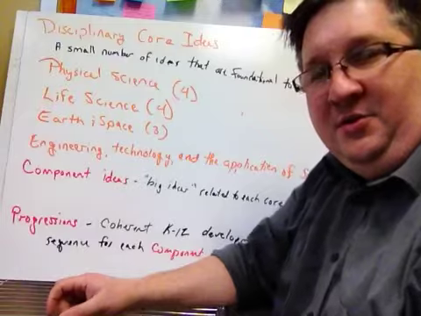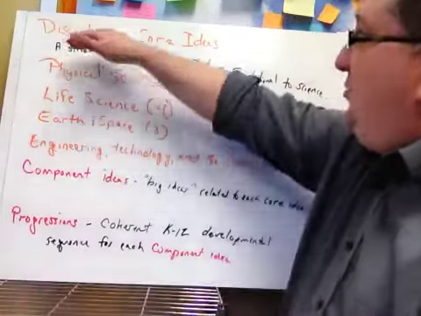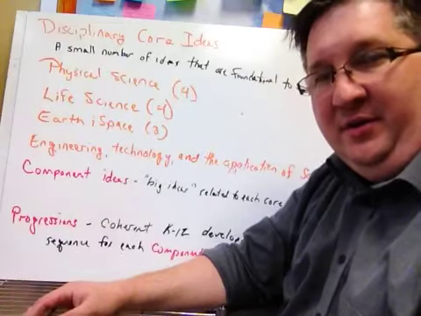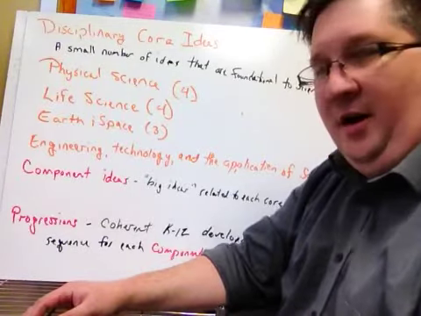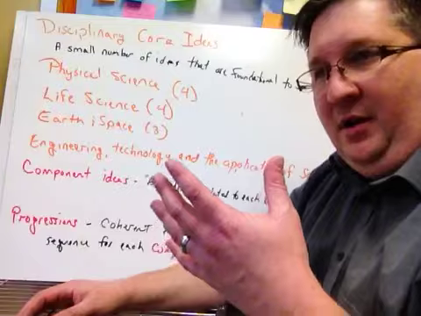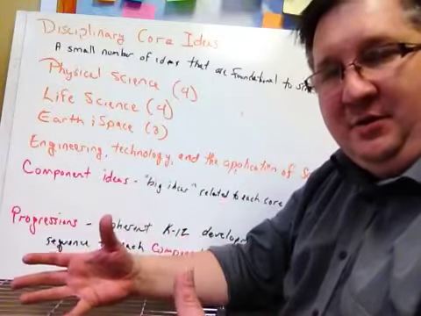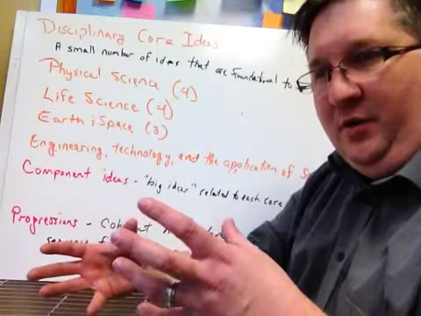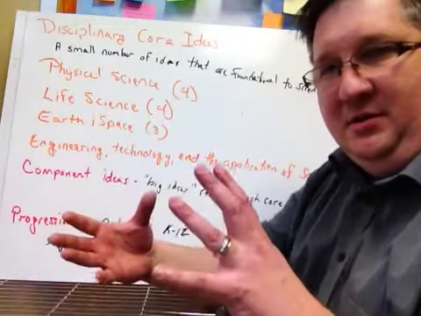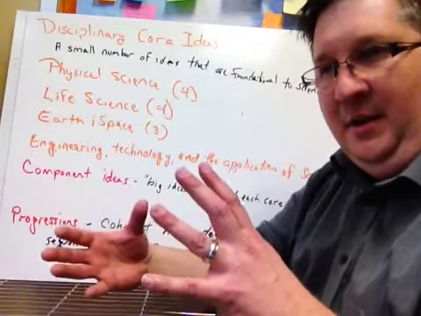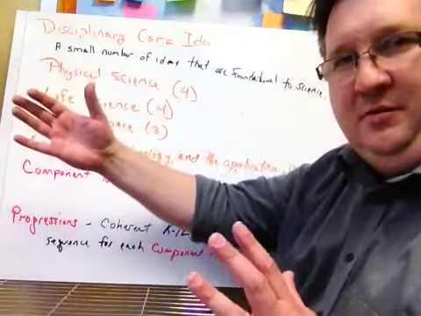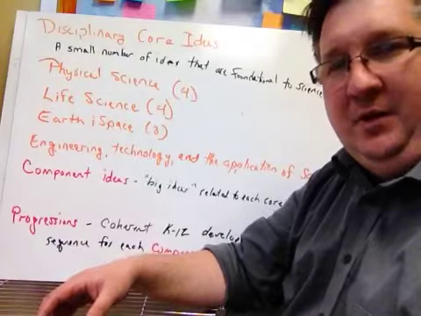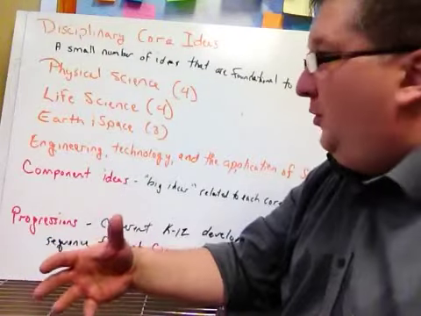The third dimension outlined in the framework is disciplinary core ideas. Disciplinary core ideas, often abbreviated as DCIs, provide a small number of very foundational ideas or concepts in science. So what are these few ideas in science that stretch through kindergarten through 12th grade and are truly central to understanding how science works and what we know about the world?